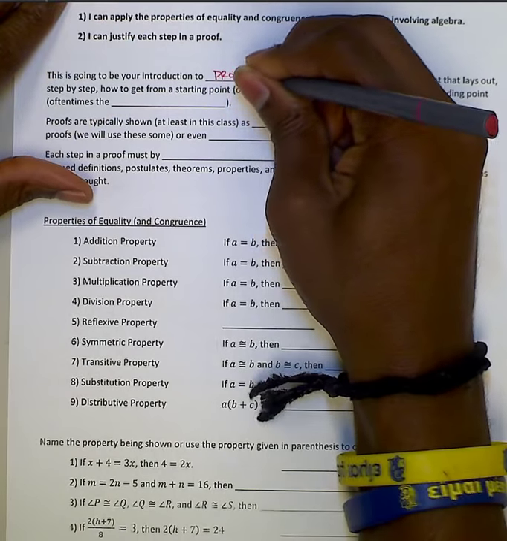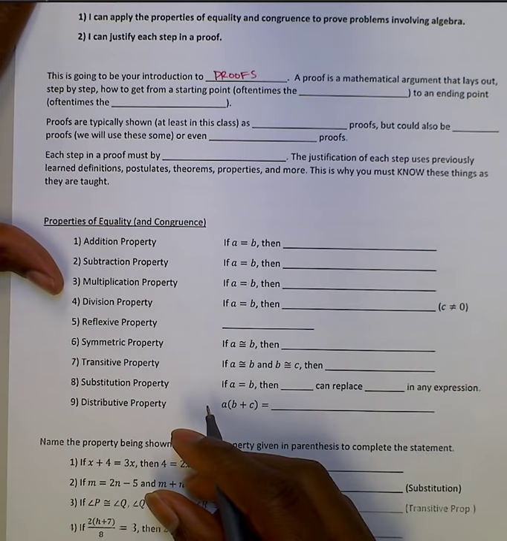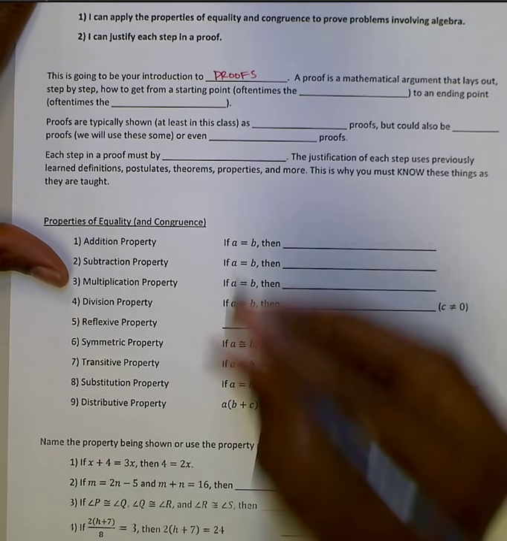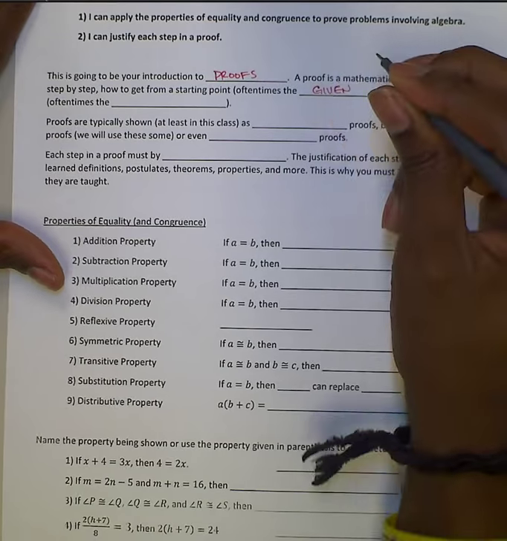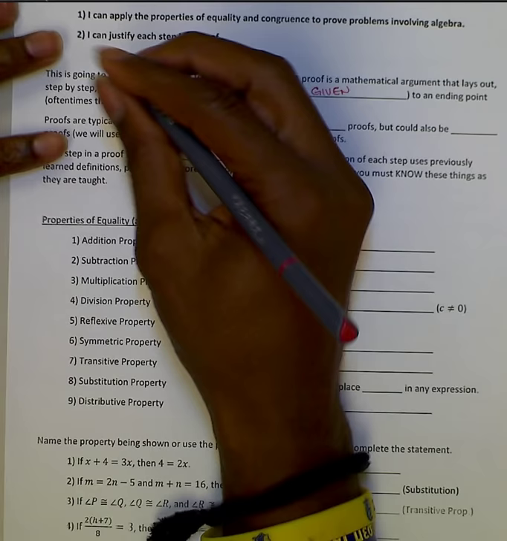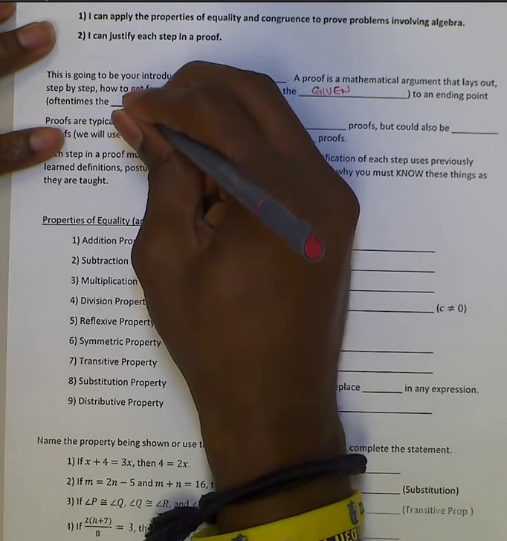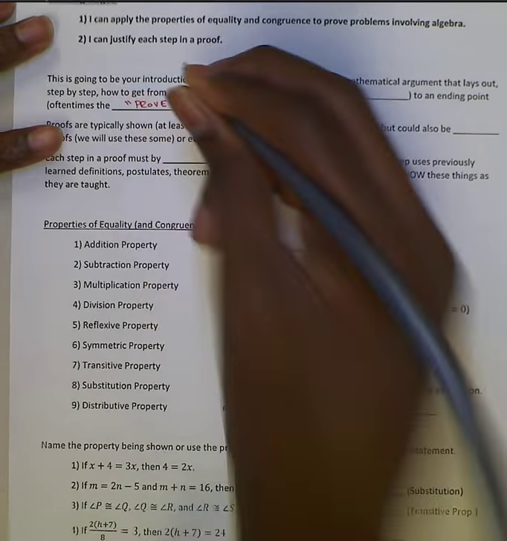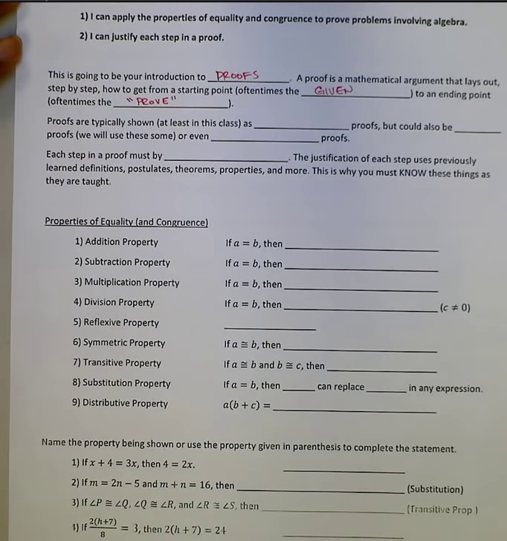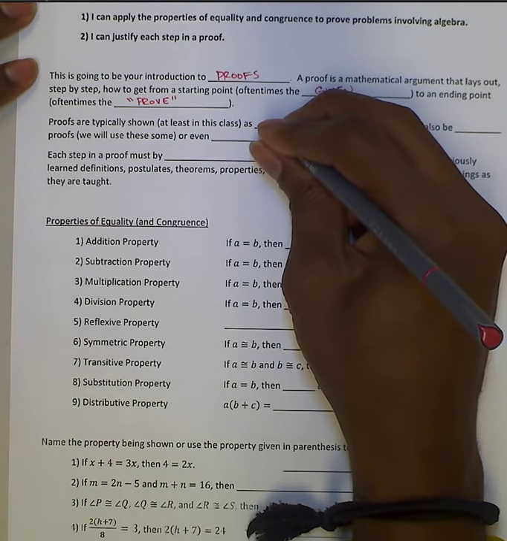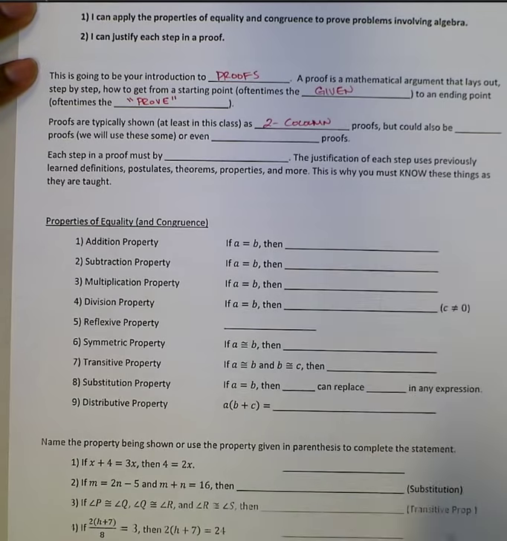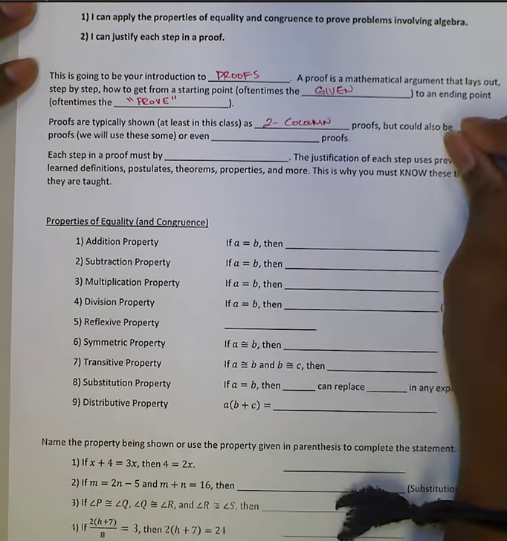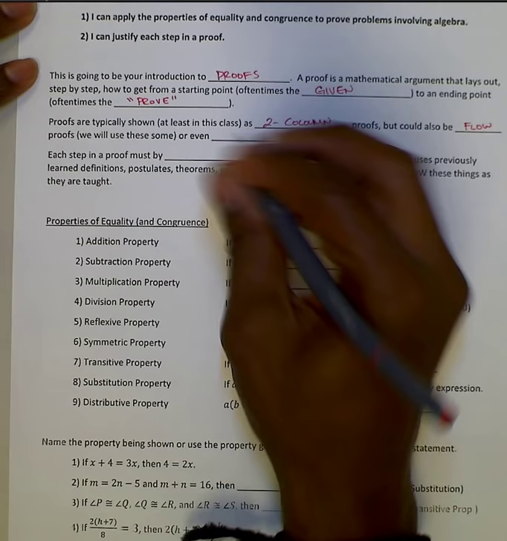A proof is a mathematical argument that lays out step by step how to get from a starting point, oftentimes the given statement, to an ending point. Oftentimes I'll just say the prove. Proofs are typically shown, at least in this class, as two-column proofs. Hope I'm spelling column right. But they can also be flow proofs or even paragraph proofs.